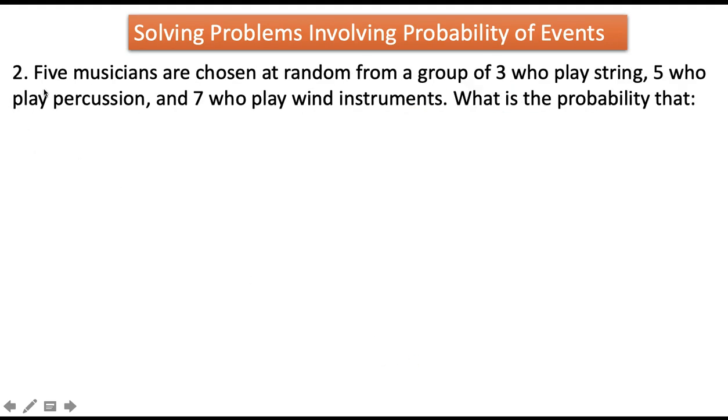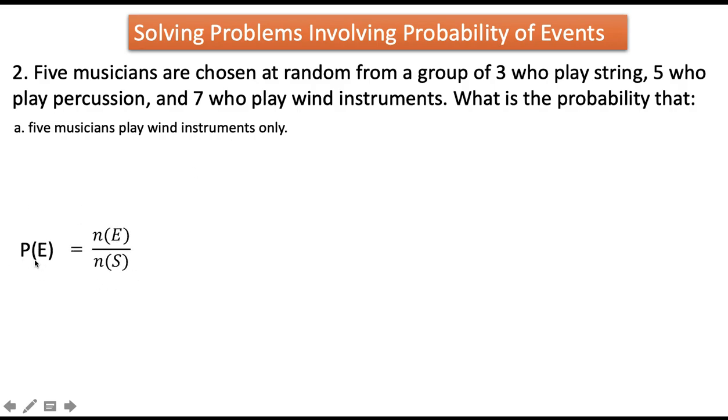In our given number 2, 5 musicians are chosen at random from a group of 3 who play string, 5 who play percussion, and 7 who play wind instruments. What is the probability that 5 musicians play wind instruments only? So, write our probability formula. Then let's start taking the cardinality of the event. So our event here is we want to form a group of 5 wherein all of them are wind instrument players. So the cardinality of the event is 7 combination 5.